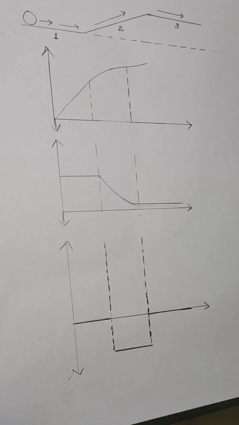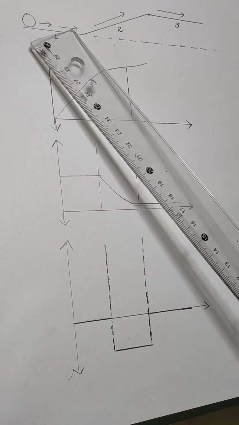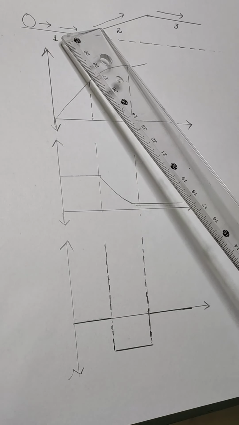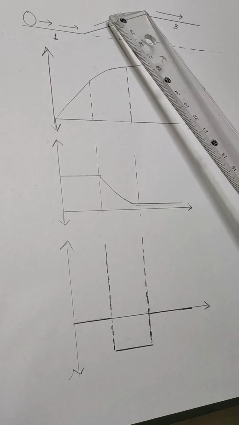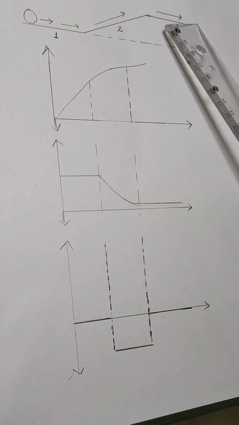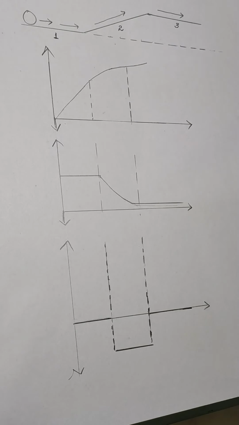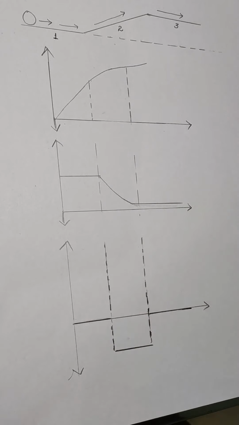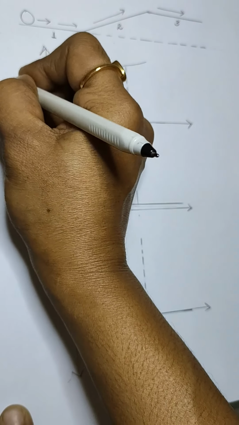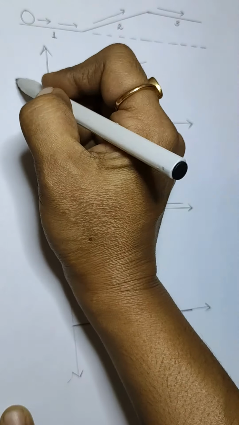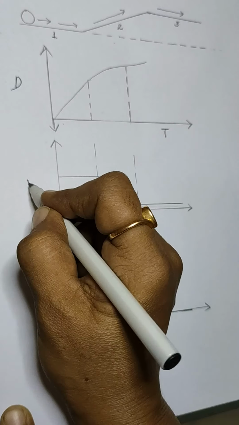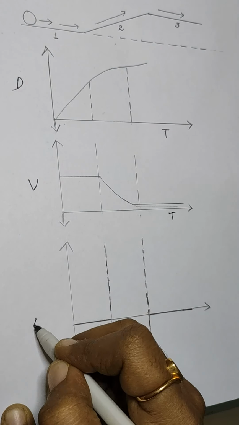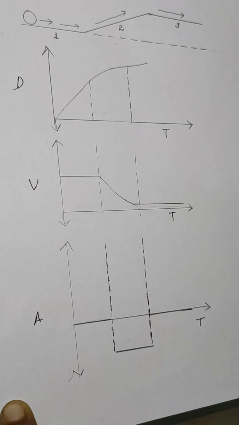Now, what about this? If the ball is moving on a horizontal surface, going along a ramp and then again rolling along a horizontal surface, how do you represent the displacement time graph, velocity time graph and acceleration time graph for this? This is the displacement time graph. This is the velocity time graph and this is the acceleration time graph.